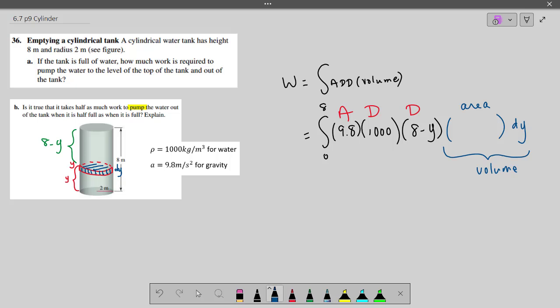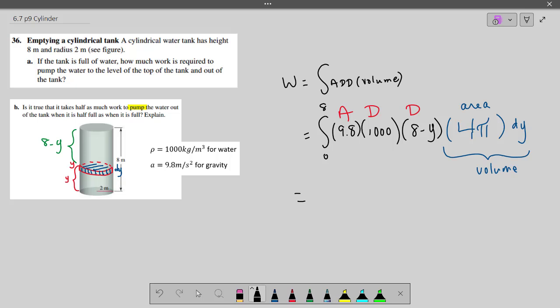So what's the area of every single cross-section? Pi r squared. Pi r squared, the radius is 2, so we end up with what for every single cross-section? 4 pi. 4 pi. Right? 2 is the radius of each of those cross-sectional disks. The area of a disk is pi times the radius squared. The radius is 2, so we get pi times 2 squared. So remember that dy is part of that volume. That's the volume of our slice.